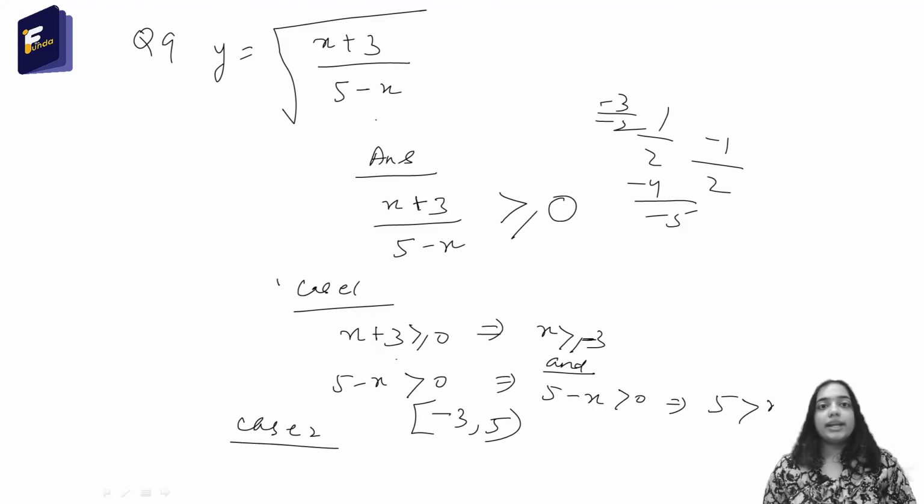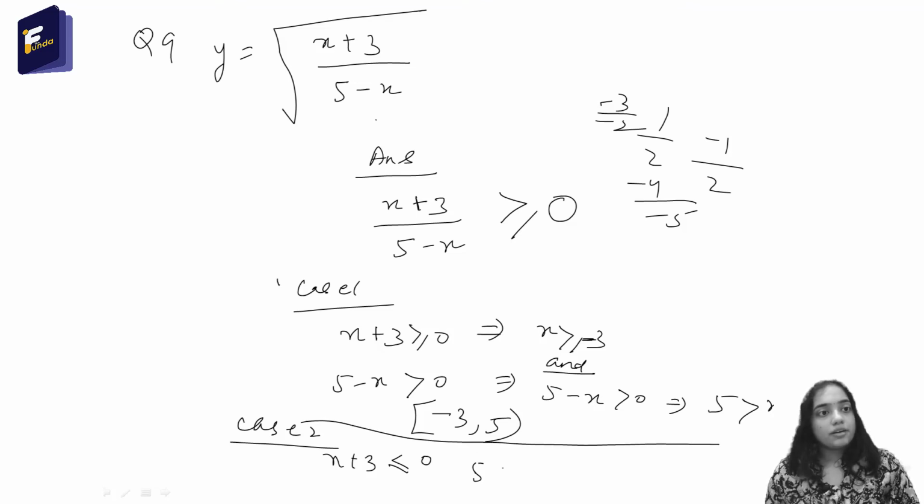If both are negative, that means x plus 3 is less than or equal to 0, and 5 minus x will also be less than 0, not equal to less than 0. So it will be x less than or equal to minus 3 and x greater than 5. And so what are the conditions? x less than or equal to minus 3, x greater than 5.